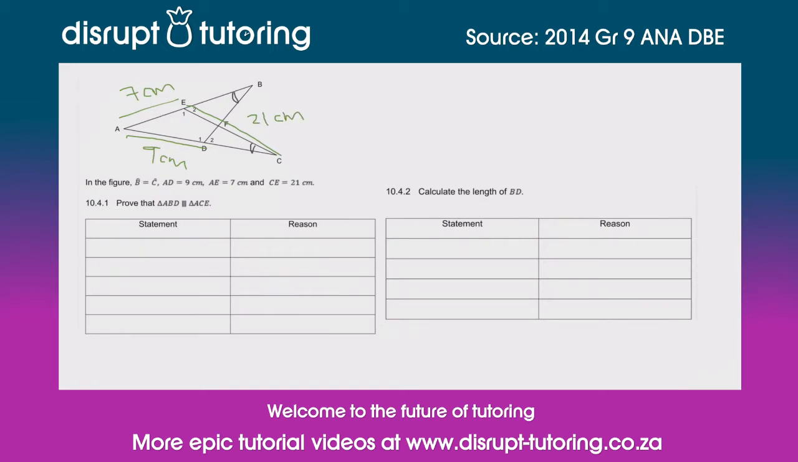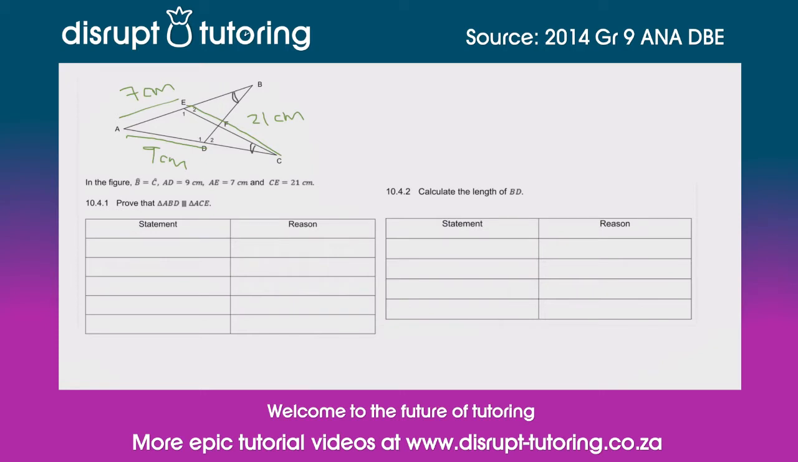Brilliant. So moving on to our first question, they've said to us, prove that triangle ABD is similar to triangle ACE. So ACE, which is that one over there. There are two ways we can prove that triangles are similar. The first way is by checking that all of the corresponding angles are equal to each other. The second way is to check whether or not there is a constant ratio between each of the corresponding sides.